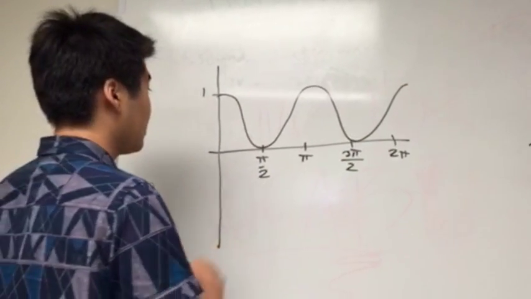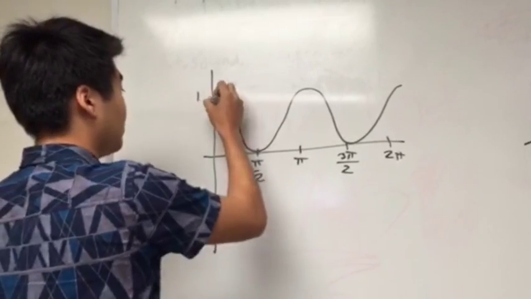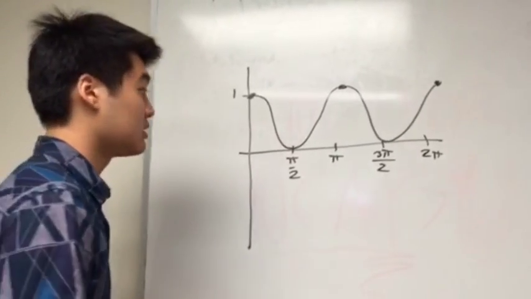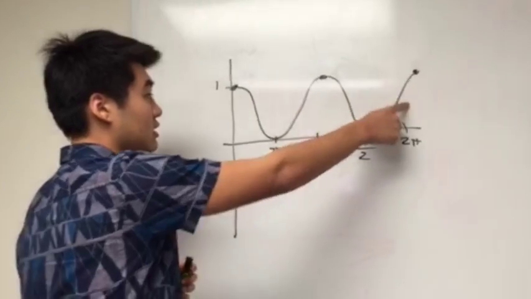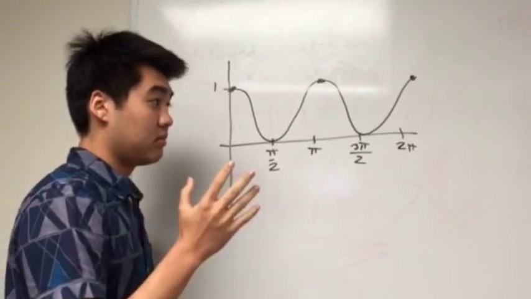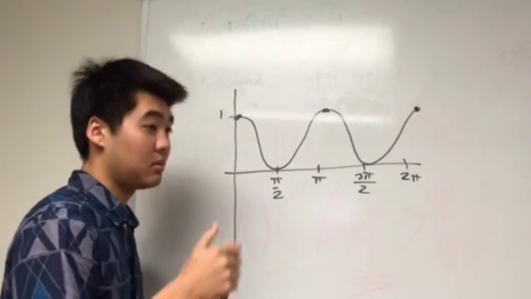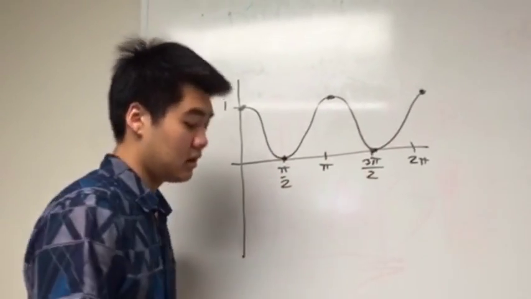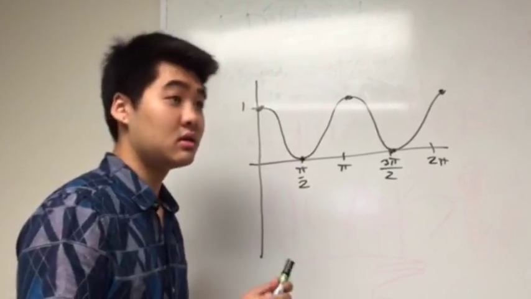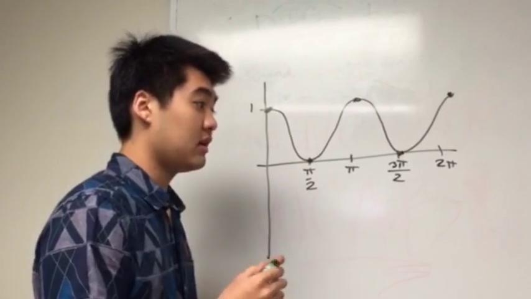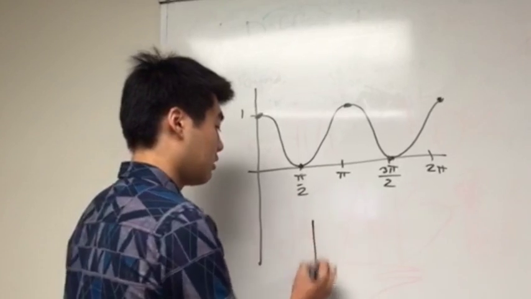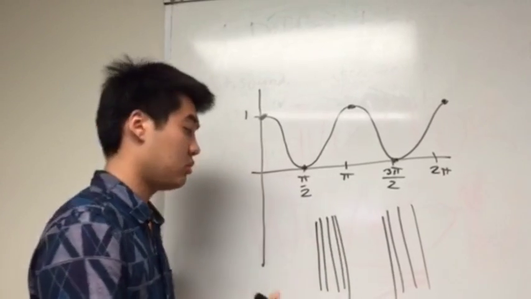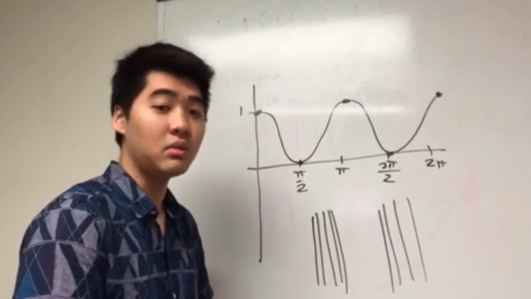So at the maximum points, which is right here, here, and here, there won't be any light shown because at these points the two Polaroids would be perpendicular to each other, and then at the minimums there will be light shown because both Polaroids would be facing the same direction. So the first Polaroid would be like this, and the second would be like this, and together it wouldn't make a difference. Only half of the light would be filtered.